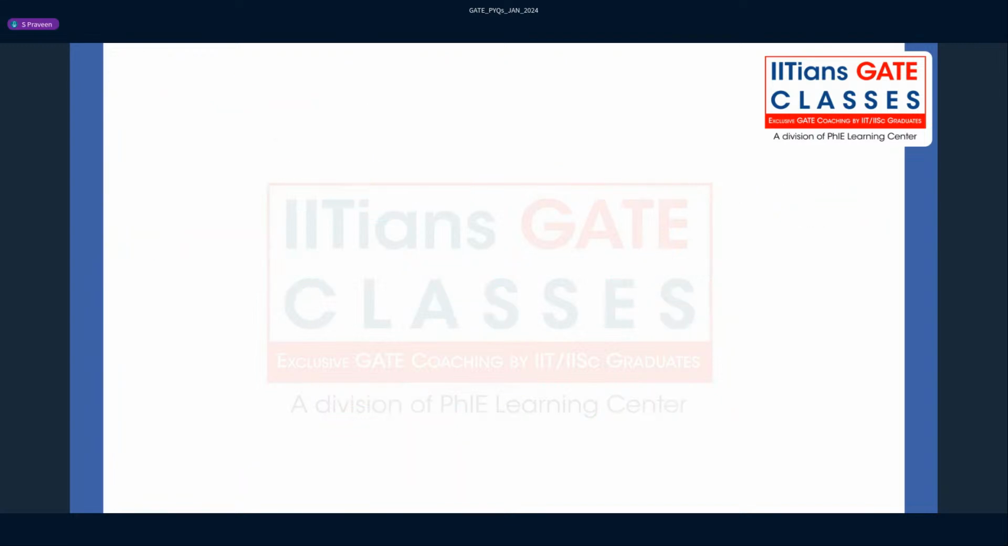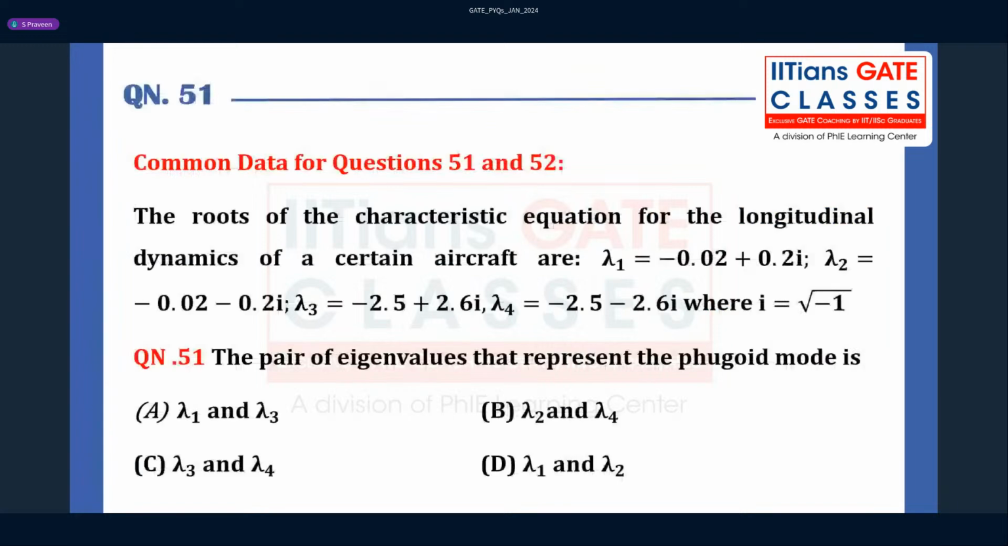Right. So if no doubts, let me go to the next question. So we have a common data question. The roots of the characteristic equation for the longitudinal dynamics of a certain aircraft are lambda 1 equal to minus 0.02 plus 0.2 I. Lambda 2 is minus 0.02 minus 0.2 I. Lambda 3 is minus 2.5 plus 2.6 I. Lambda 4 is minus 2.5 minus 2.6 I, where I is equal to root of minus 1.